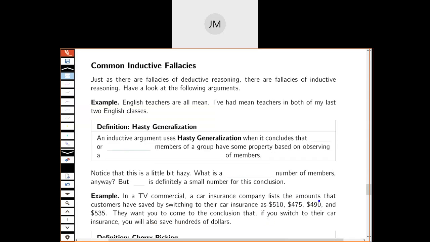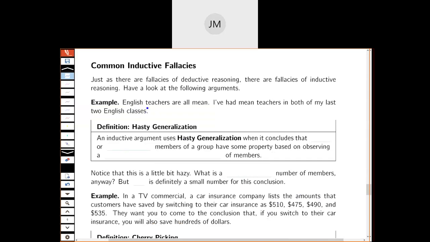Okay, so once we started talking about deductive reasoning, one of the things we jumped right into was talking about what are ways that the reasoning can go bad, what were fallacies. So what we're going to do now is look at what do fallacies look like with inductive reasoning. Okay, so here's some examples.